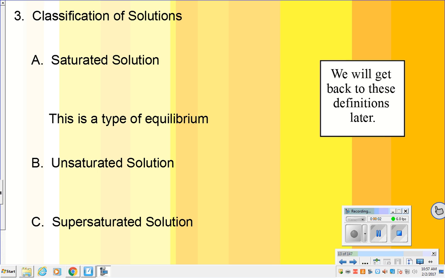Hello and welcome to classification of solutions. When we classify solutions, there are some different things that we can look at. One way of classifying them is based on concentration. We'll actually get much more into this later in the unit.